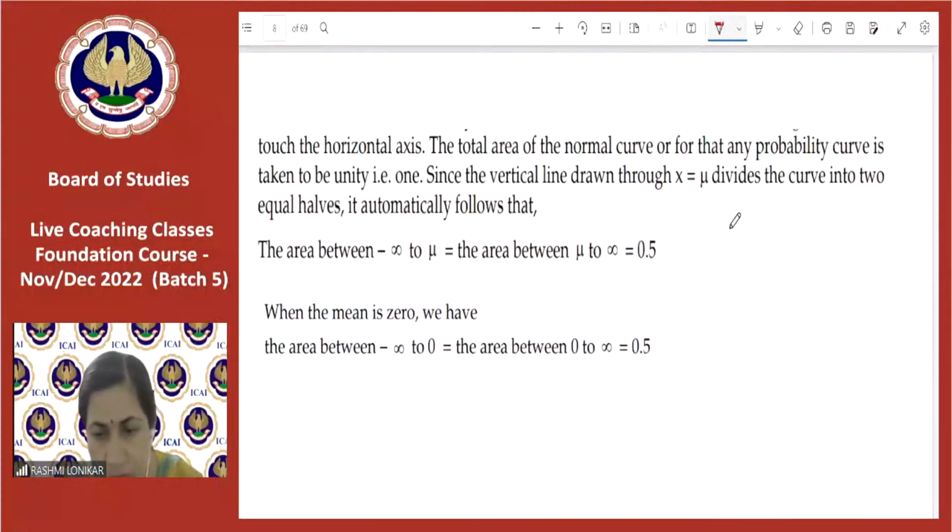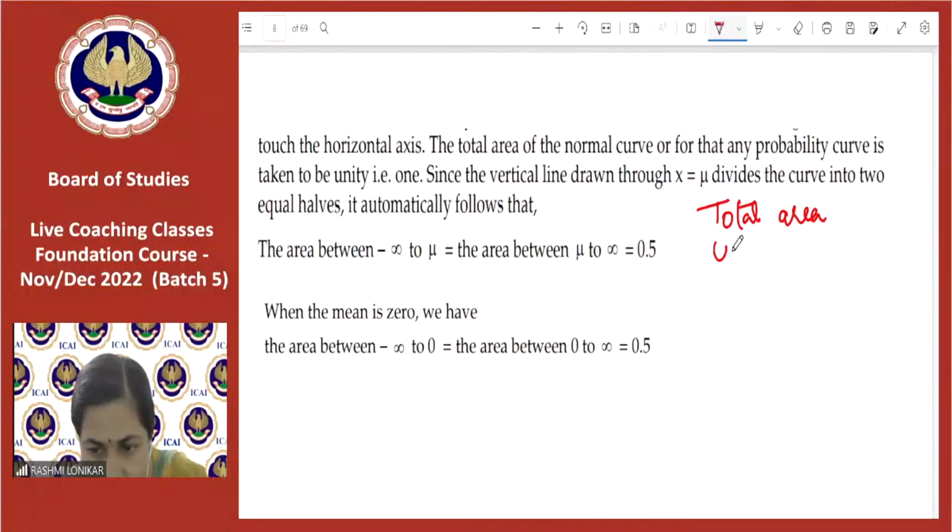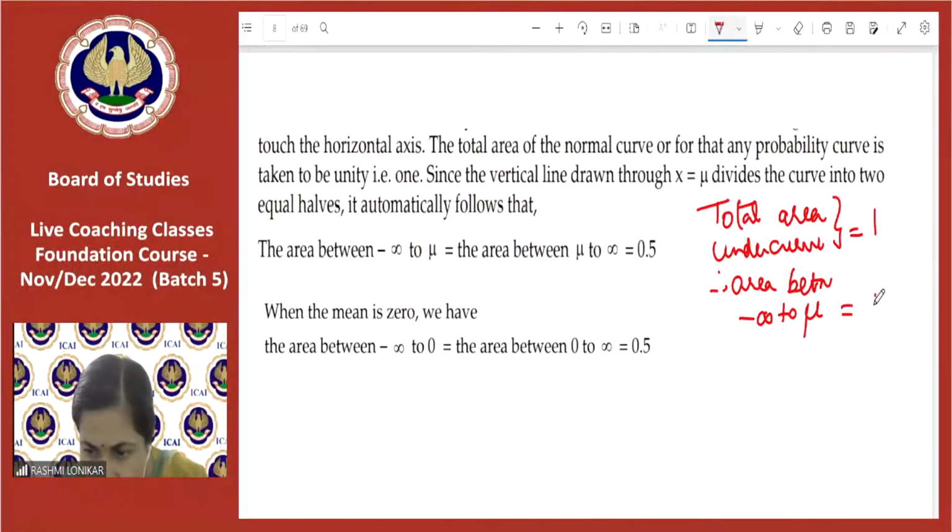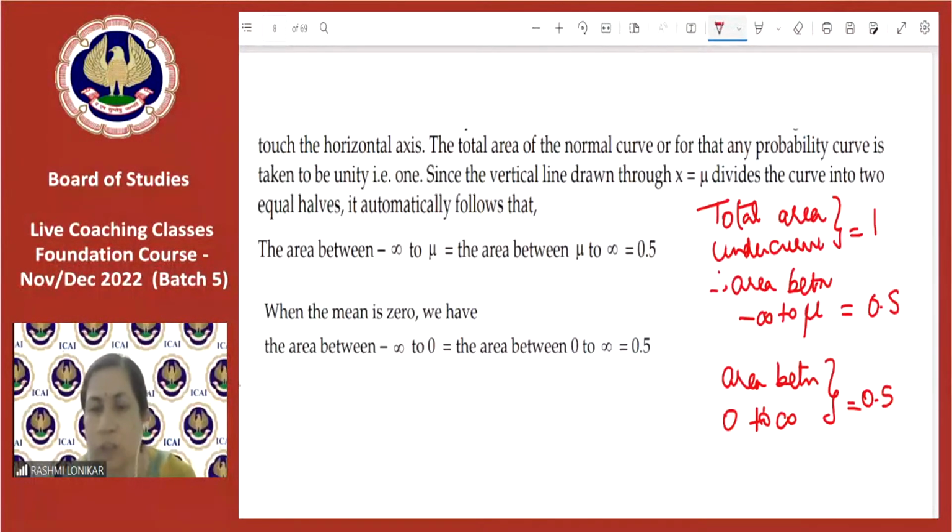So the area between, see the total area under the curve is equal to 1. Therefore, area between minus infinity to mu is equal to 0.5, and area between mu, that is 0 to infinity, will also be equal to 0.5. Okay.